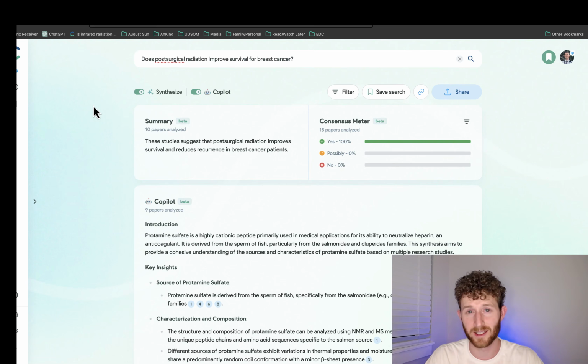Another way Consensus might be helpful in the clinical environment is when you get asked those really hard PIMP questions. Say you're in rounds, or you were in the middle of a surgery and the surgeon or senior resident leans over and asks you something like, what is protamine sulfate derived from? And your mind goes blank. You can't think of a single AnKing card or a practice question that would have taught you that information. And sometimes it's just kind of out there from left field.